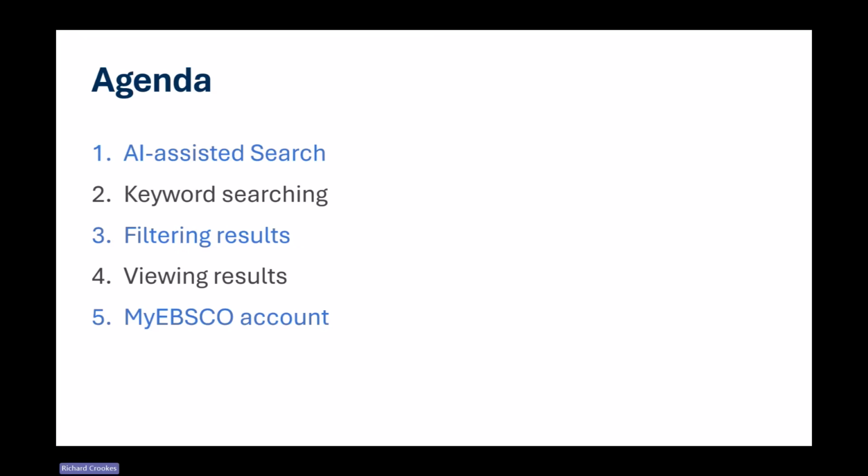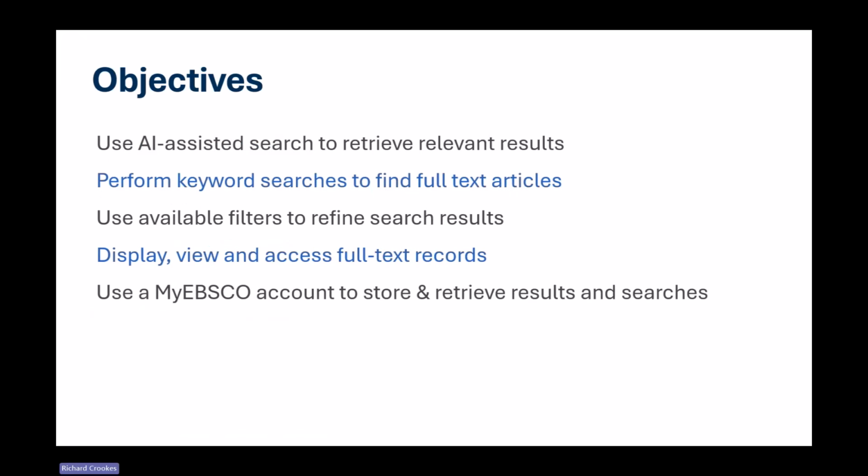So in relation to the agenda then, the actual objectives for this session are these. I hope that by the end of this session, within the hour, you'll be able to use AI-assisted search to retrieve relevant results. You may have already been using this. You'll be able to form keyword searches to find full text articles. That will also be combined with the use of the subheadings, which I'll mention as we go through the initial presentation. You'll be able to use available filters to refine search results, and of course, display, view, and access full text records. And also use a MyEBSCO account, a personal account, to store and retrieve results and searches. So again, this is what I'm going to focus on.